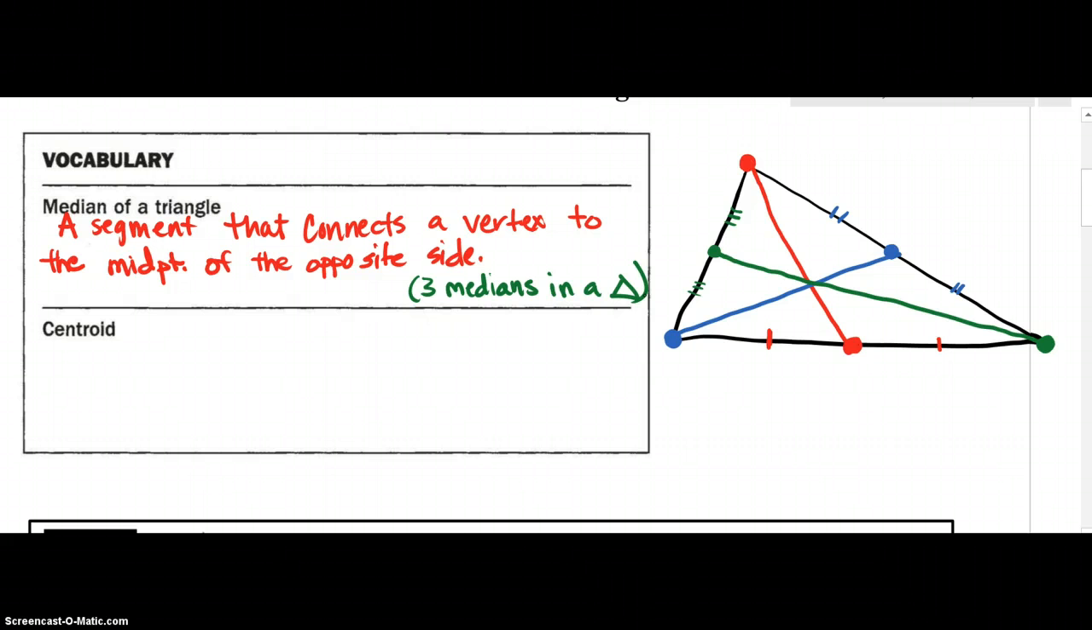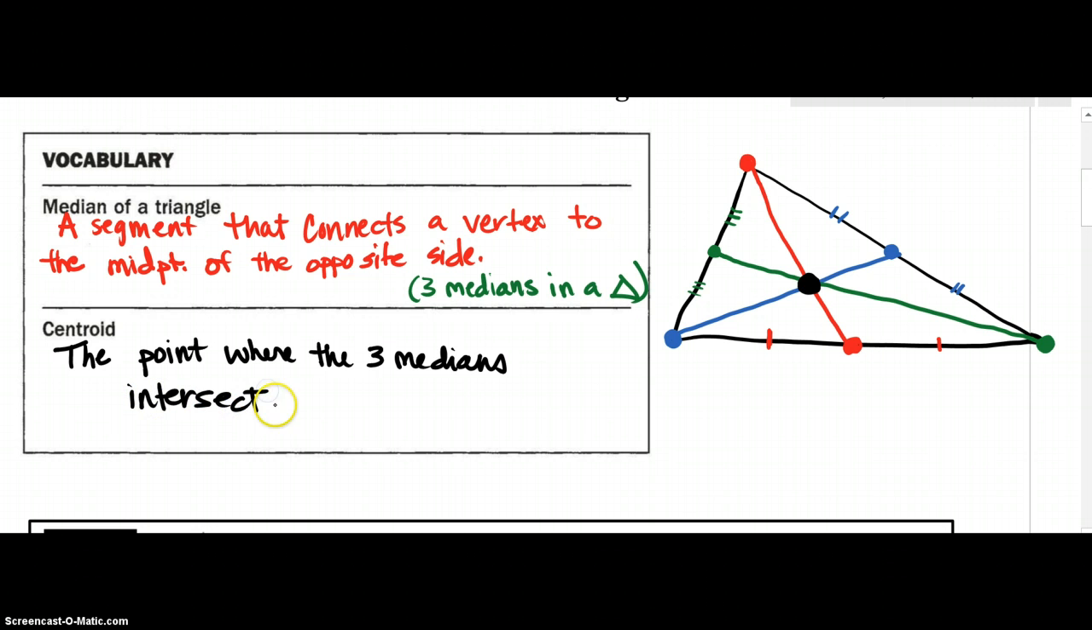Okay, now what do you notice about the 3 medians? Yeah, they meet. What's another word for meet? Intersect. Okay? This point right here where they intersect is called a centroid. So it's kind of like the center, but it's not exactly the center. So we're not going to use the word center, but it is where all the medians intersect. So, the point where the 3 medians intersect. Questions so far?